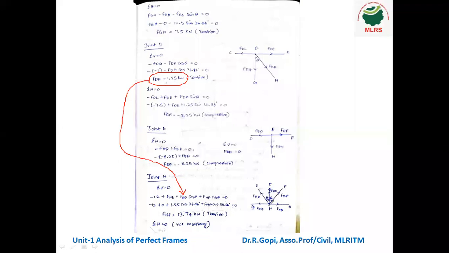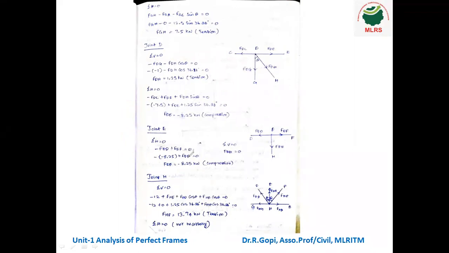Except this, all are completed. So you can see here FHF. Substitute all the values. Here FHE is 0. We already found that, I think. Substitute all the values.